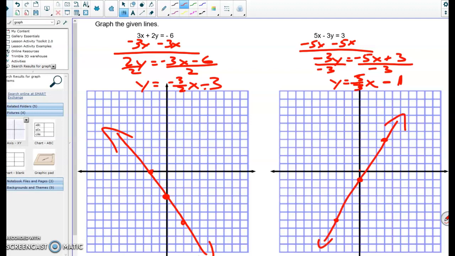And that's graphing lines, getting the y alone, plotting the y-intercept first, which is negative 3 and negative 1 of these two, and then using slope. Remember, negative slopes go through quadrants 2 and 4, positive slopes go through quadrants 1 and 3.